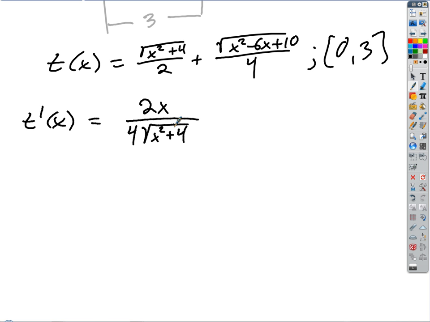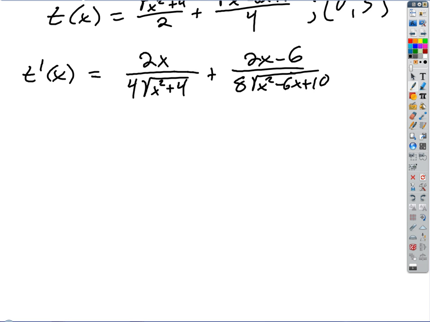Okay. Plus, same deal over here, right? Got just hand to the 1/2. So 1/2 times 1/4 gives me an 8 on the bottom. Hand to the minus 1/2 puts the square root on the bottom. Times, this time, what do I get on top? Good. Okay. And so we can simplify that just a little bit.